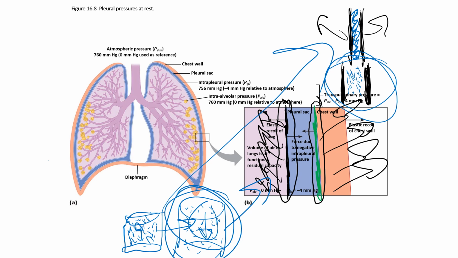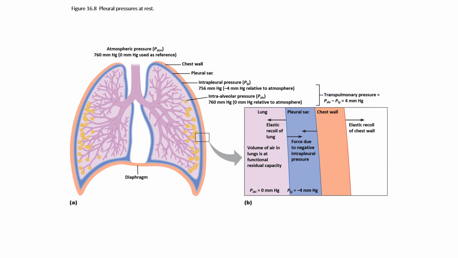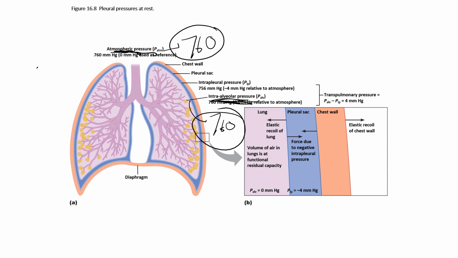We need to talk about intrapleural pressure in relationship to intra-alveolar pressure. So there are three different air pressures we are interested in. We are interested in atmospheric air pressure, which is around 760 millimeters of mercury at sea level. We are interested in the pressure of the air inside of the alveoli, called intra-alveolar pressure, which also, in between breaths, is around 760 millimeters of mercury. It's exactly the same as the air pressure in the atmosphere.